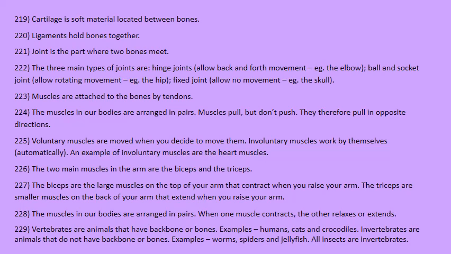Invertebrates are animals that do not have a backbone or bones. Examples are worms, spiders, and jellyfish. All insects are invertebrates. Insects don't have bones, so insects are invertebrates.